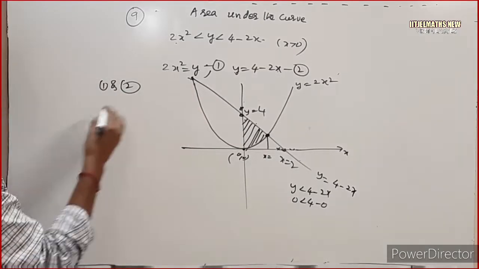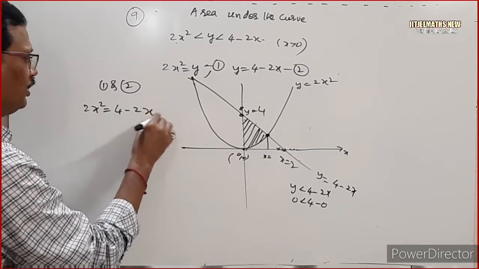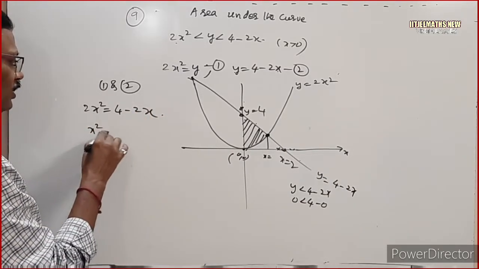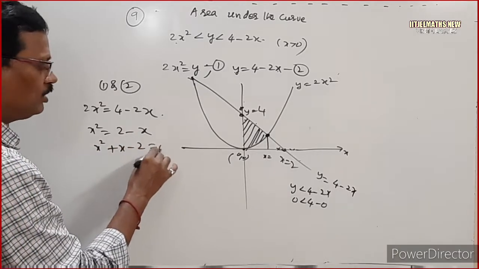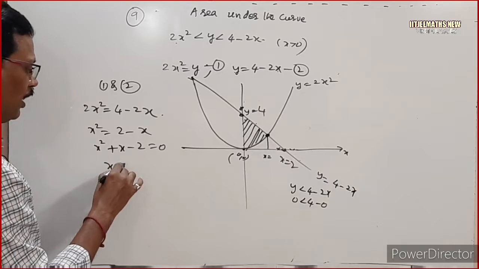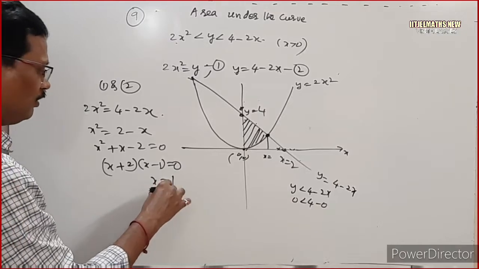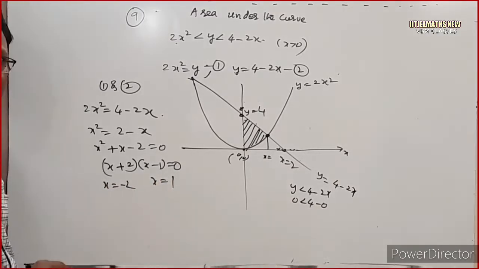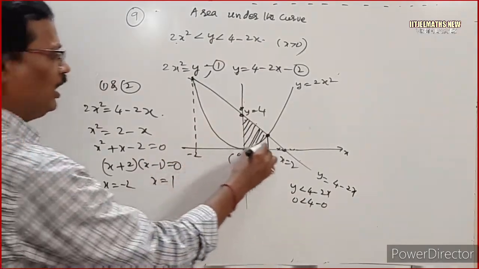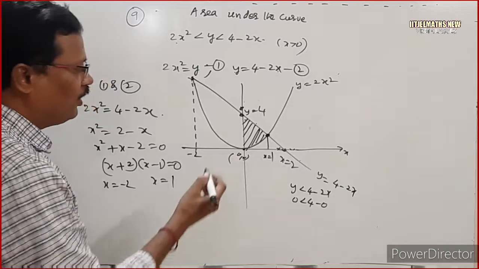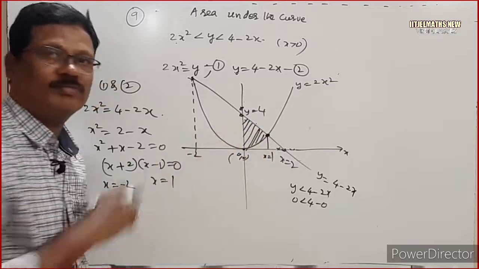From 1 and 2, keep this y substituted here. 2x square is equal to 4 minus 2x. Therefore, 2 common, x square is equal to 2 minus x. x square plus x minus 2 is equal to 0. Therefore, (x plus 2)(x minus 1) is equal to 0. Therefore, x is equal to 1 and x is equal to minus 2. Here at x is equal to minus 2, here at x is equal to 1. Right? Therefore, this is the required area between the straight line and the parabola.